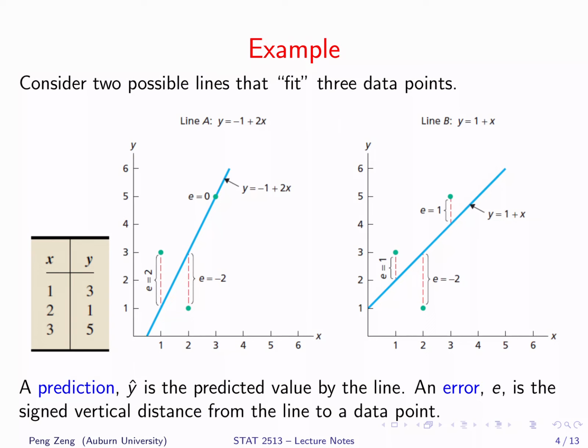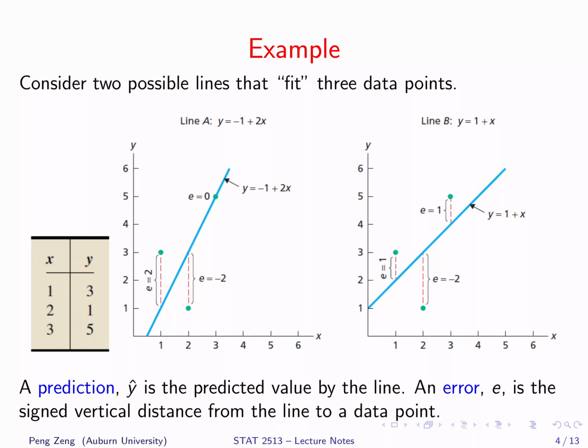Let's use this example to introduce regression equations. Suppose the dataset contains 3 observations, which are displayed in the table. Now, we want to use a straight line to catch the pattern of this dataset. There are many possible choices of lines. For example, we draw 2 possible lines on the slide. Now, we need to figure out which line is better.